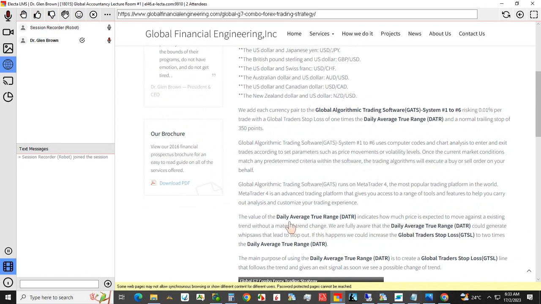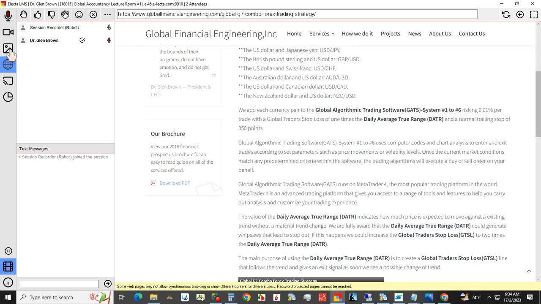I want to discuss a little bit about the daily average true range. The value of the daily average true range indicates how much prices are expected to move against an existing trend without a material trend change. And we are fully aware that the daily average true range could generate whipsaws that lead to stop outs. If this happens, we could increase the global trader's stop loss to 2 times the daily average true range. The main purpose of using the daily average true range is to create a global trader's stop loss line that follows the trend and gives an exit signal as soon as we see a possible change of trend.